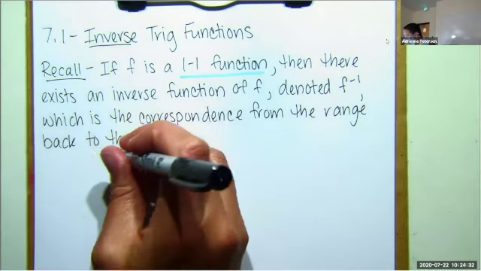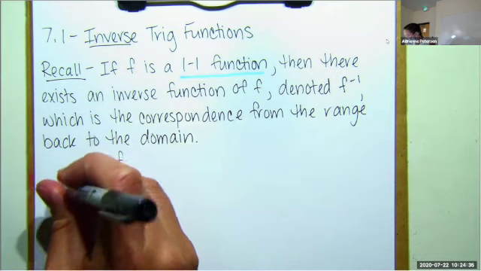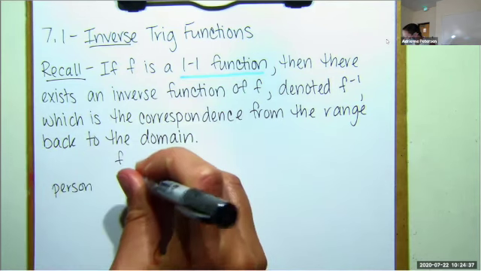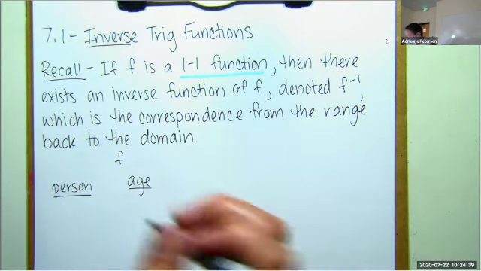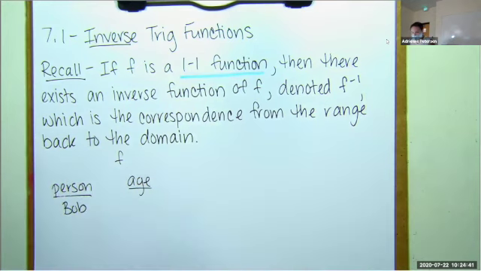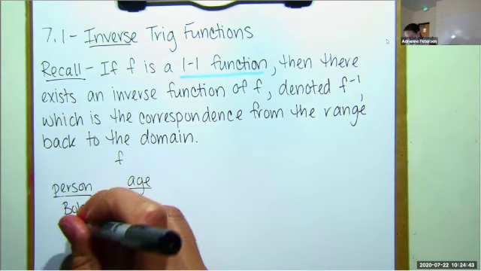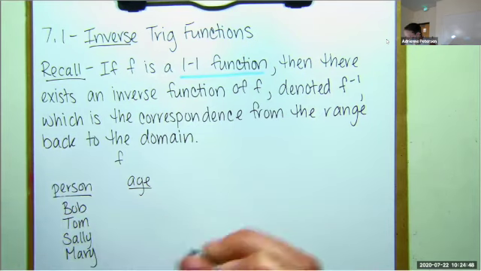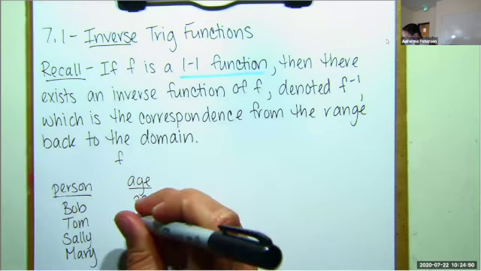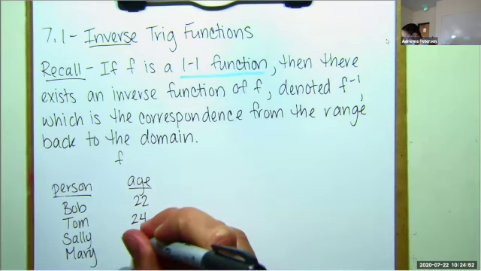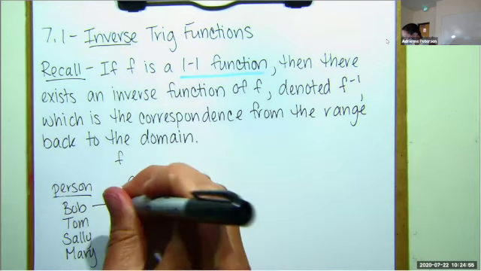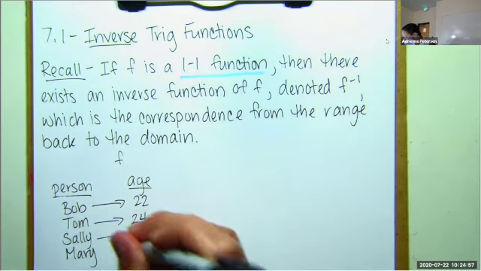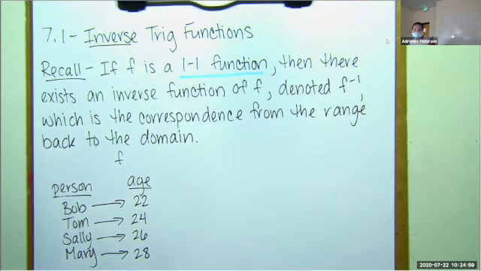So here's a function f. I have a list of people and their ages. I have Bob, Tom, Sally, Mary, and ages 22, 24, 26, 28. So Bob's 22, Tom's 24, Sally's 26, Mary's 28. Okay, so the first question is, yes, this is a function.